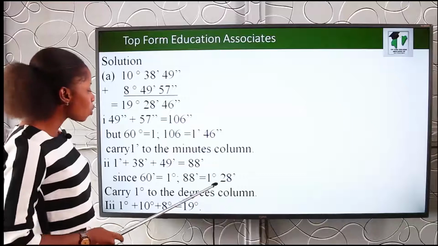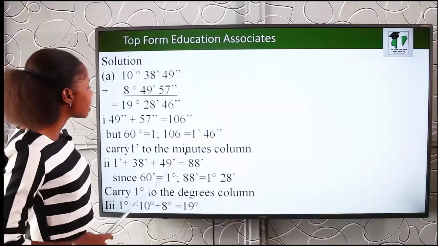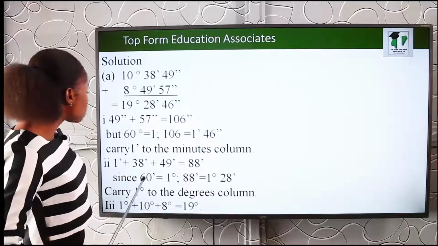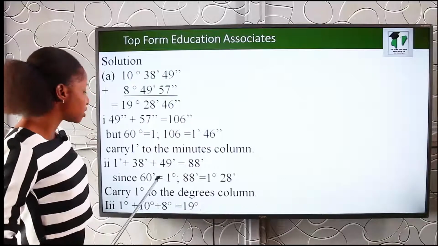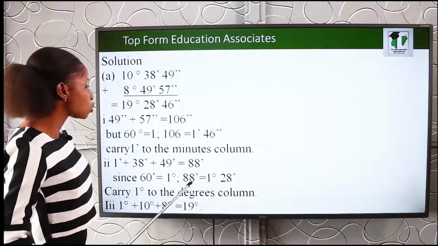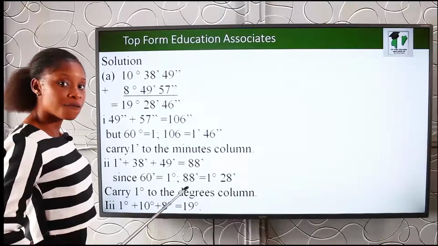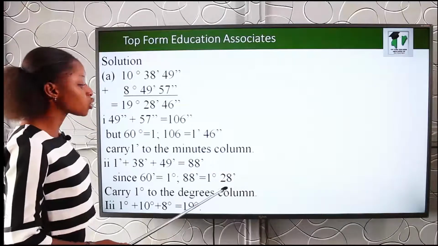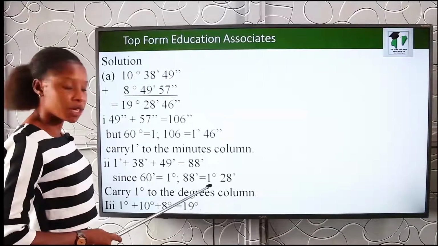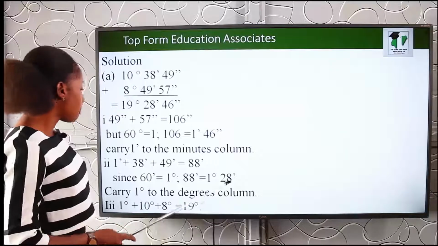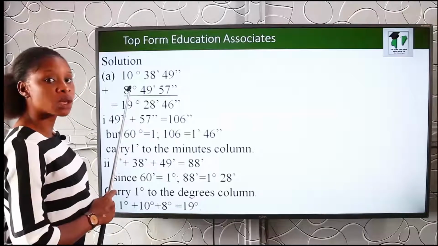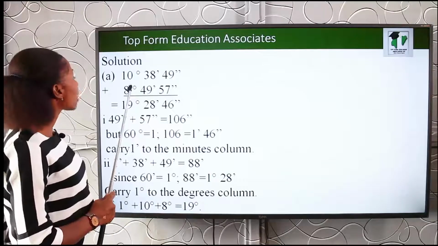The reason why we did not write 88 here on the minutes column is because 88 minutes is greater than 60, and we have just 60 minutes in 1 degree. Hence, we subtracted 60 from 88 minutes, giving us 28 minutes. So we have a sum of 1 degree, 28 minutes. Now, this 1 degree we have here, we're going to carry it over to the degrees column.